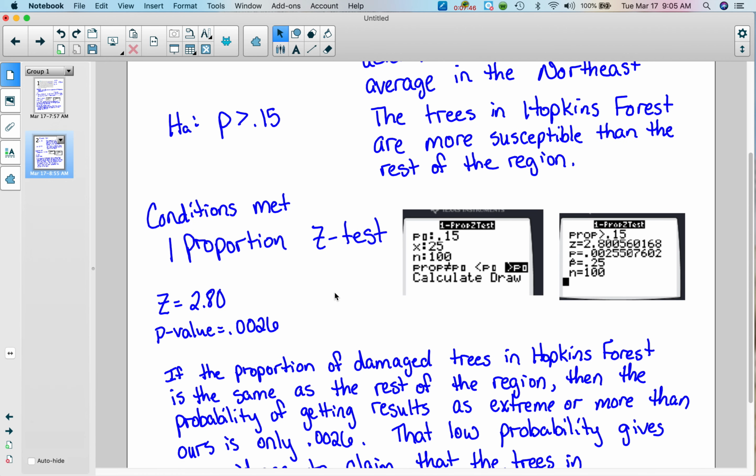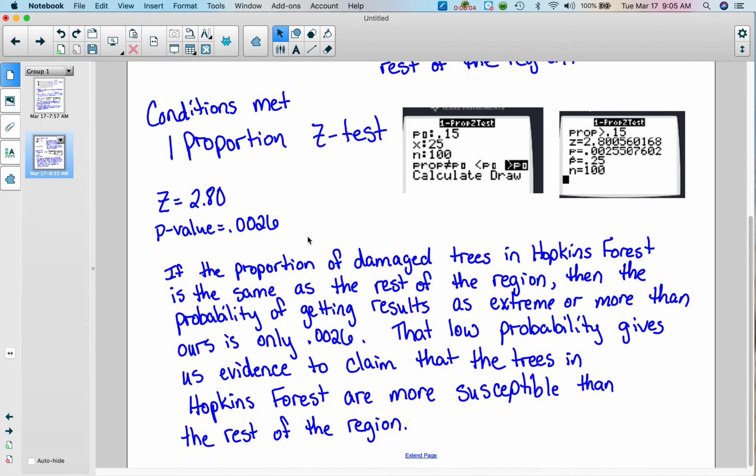My conditions we met in the previous slide. So I'm going to do a 1 proportion z-test. Do not forget to name your test. Here are the screen captures. Make sure you have the right test. Make sure you are able to produce what I have here. Write down your z-score, write down your p-value. Remember, the p that's shown there is your p-value. So I have 0.0026.